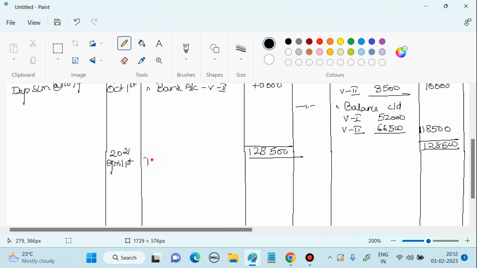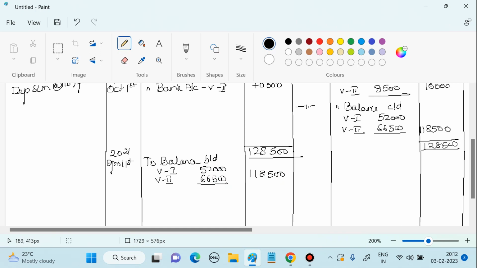April 1st. To balance brought down. Van 1 was 52,000. Van 2 was 66,500. So 1,18,500. Now, when was the van 1 sold? On 1st April 2021, the first van purchased on 1st April 2019 was sold. So, at the beginning of the year only van 1 was sold.